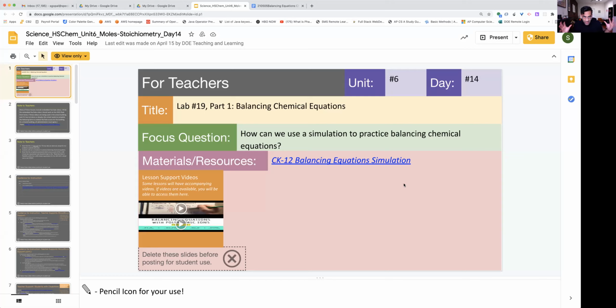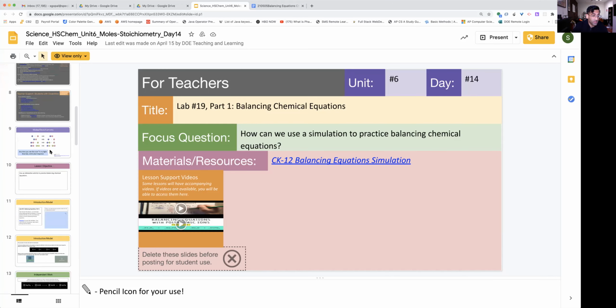But first of all, let's break down what balancing equations actually is. So what it actually is, is thinking about producing a chemical reaction that results in some sort of change to the compounds involved or the elements involved, resulting in new compounds and/or elements. So I'm going to show you some of the examples here.